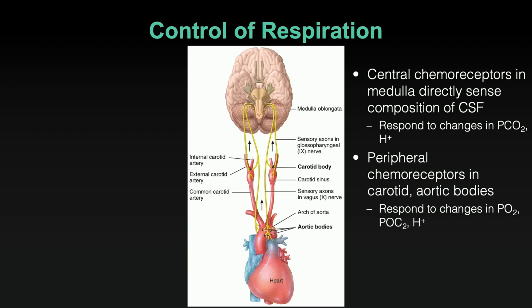The peripheral chemoreceptors, on the other hand, sense PO2. They sense PCO2, pH, and PO2. So the peripheral chemoreceptors cover all the bases.